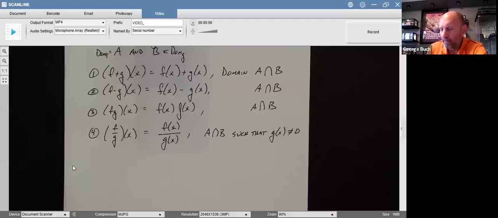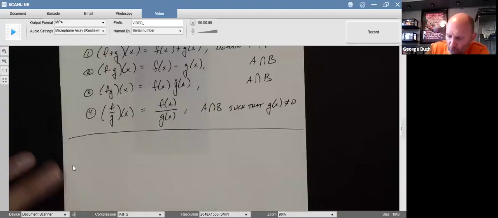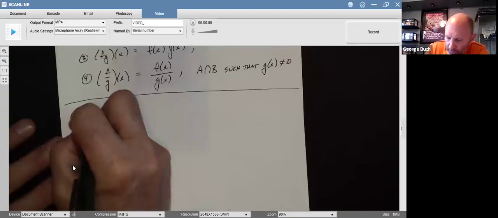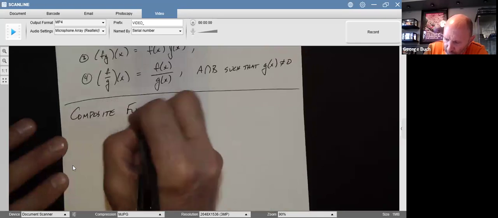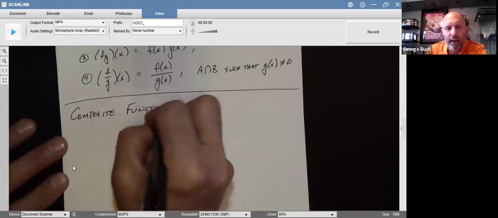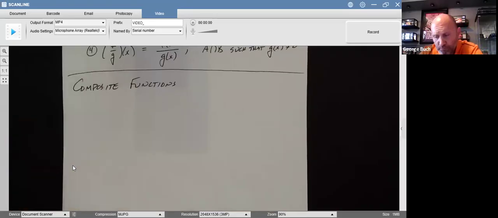All right. And then lastly, we have what are called composite functions. And at the start of this video, I mentioned these. And as the name implies, composite, composed, one function is composed by another. So we're actually taking the function. We're not taking a number at this point. We're taking a function and putting it into another function.